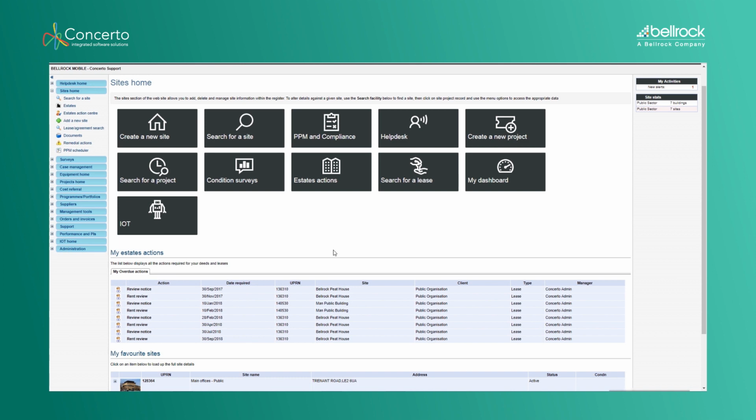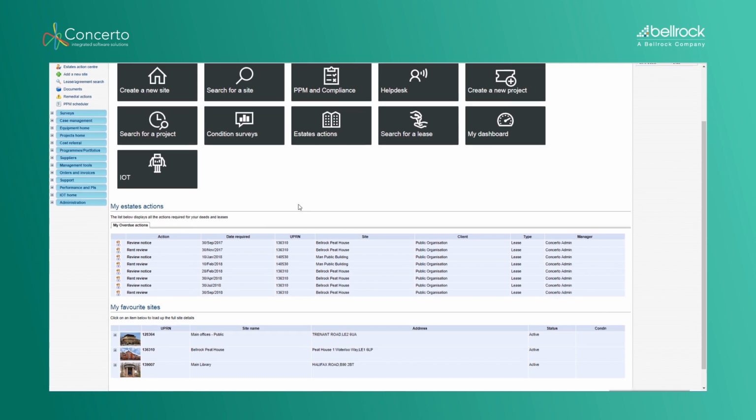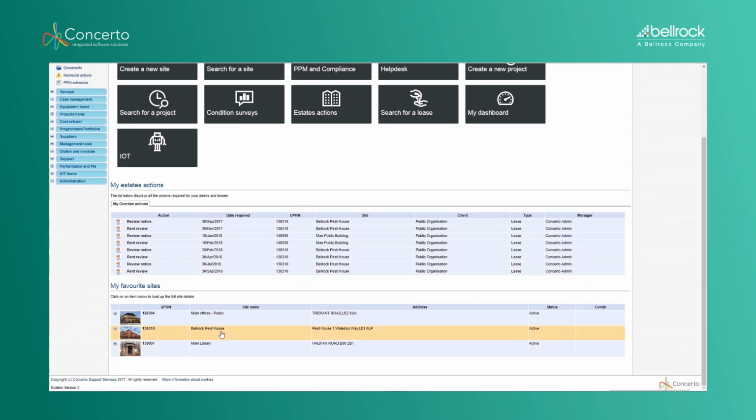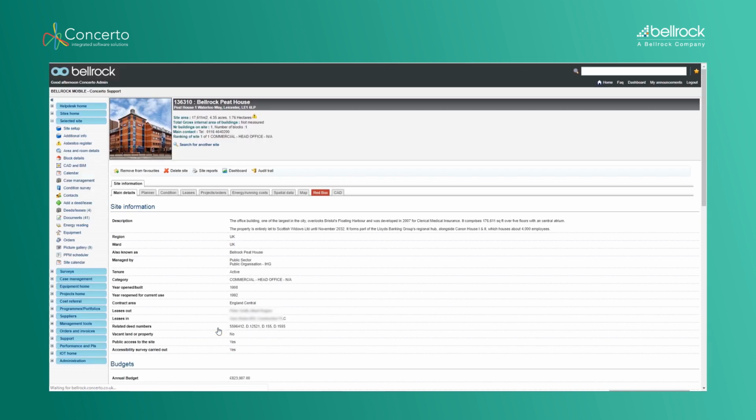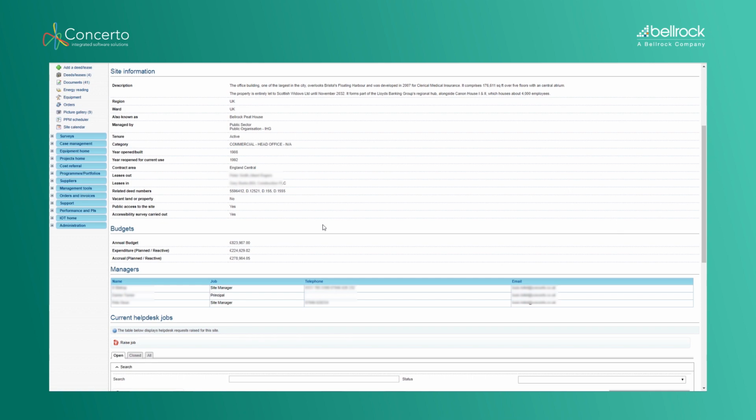So once we've captured all of our key asset data, what that fundamentally does is form the basis, or the spine if you like, of our property assets and the information that resides within them. What we're going to have a quick look at here is Peat House, which is the headquarters for Bellrock. And as you can see on the home page of our building, which is in effect like the Facebook page if you like, it gives us a brief overview of the types of information that we have collected that will help us to maintain and support our property moving forwards.